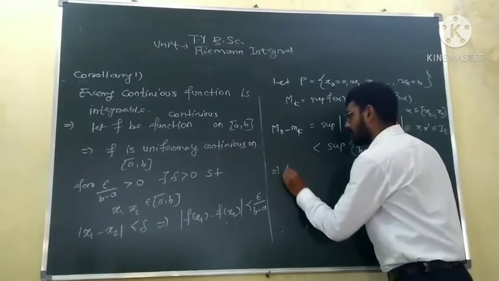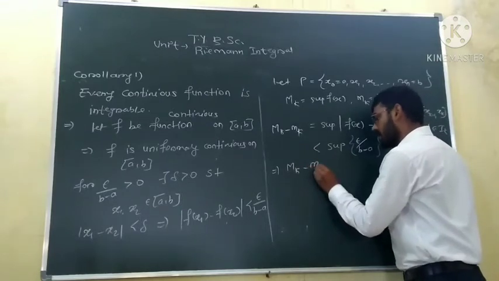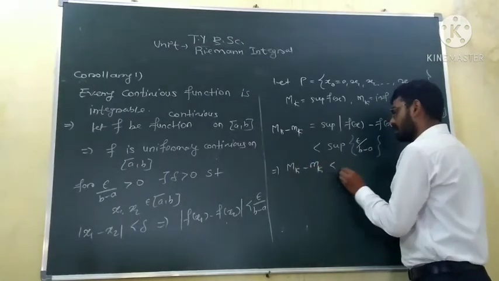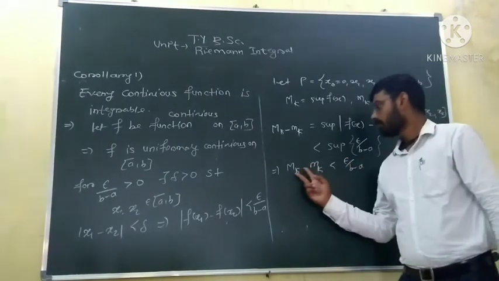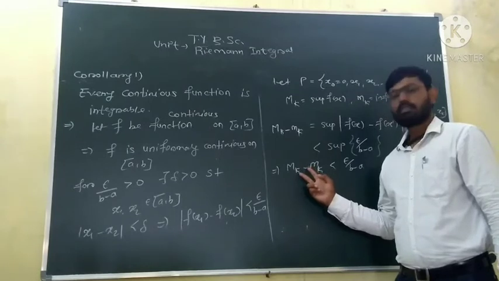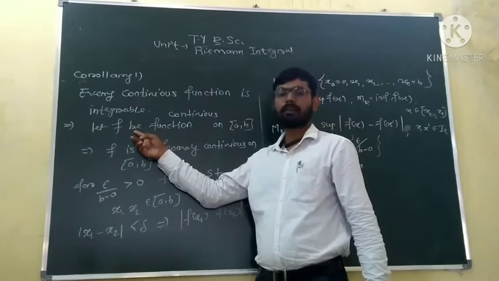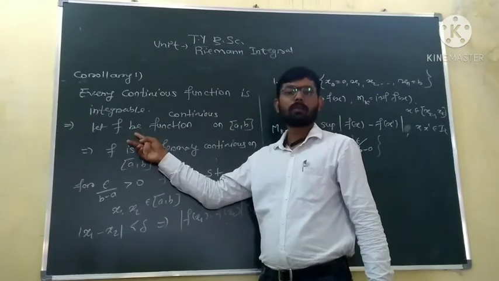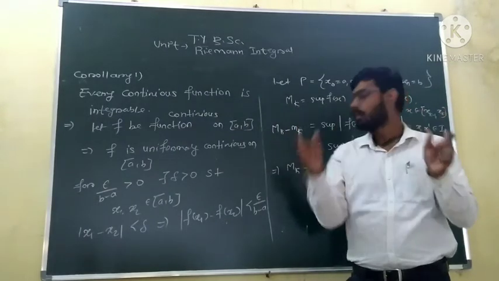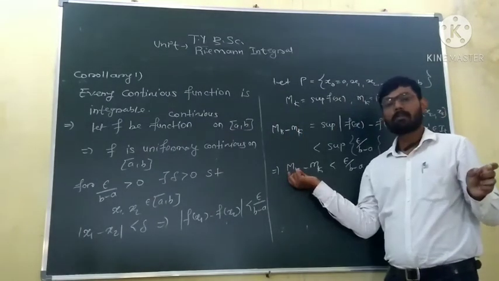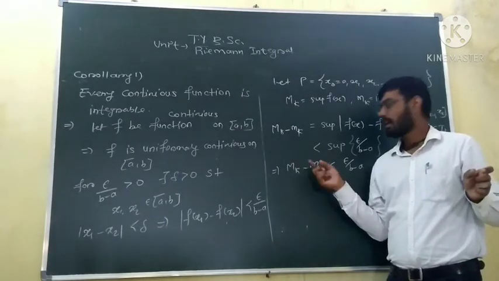This implies the supremum of the function in the kth interval minus the infimum of the function in the kth interval is less than epsilon upon b minus a. So now we have to finally show that the function is Riemann integrable, and we will use the condition of Riemann integrability. For that purpose we have to find the difference between the upper sum and the lower sum. So here we multiply by the length of the subintervals, and here also the length of the subintervals, and we take the summation.